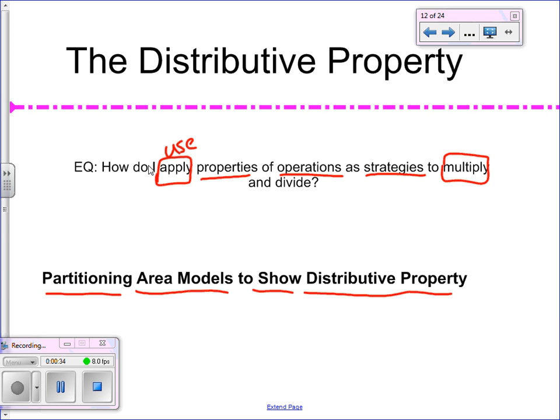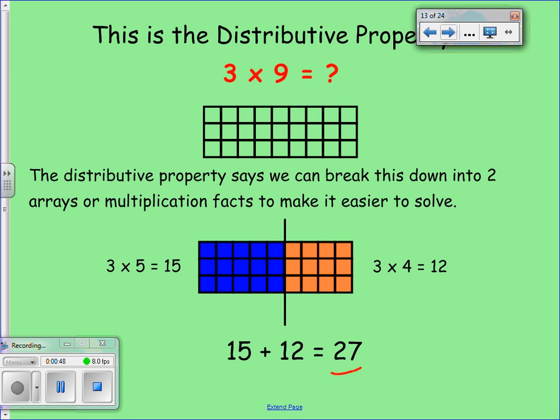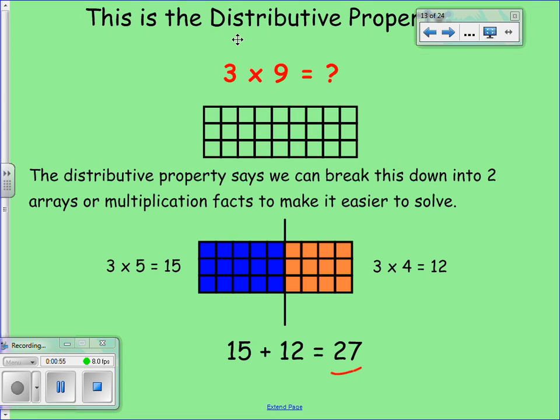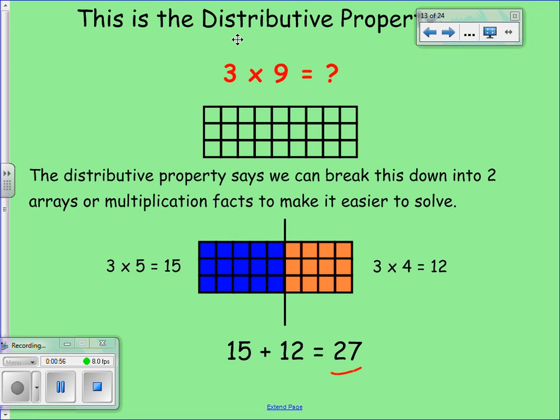So the video before this one was picture arrays that were already distributed for you. They already had that big line dividing up the whole array. So tonight we're going to show you how to do that on your own. So here's our first example, and yes, we've used 3 times 9 before, so we're going to use it again. And this is a good example for how to use the distributive property to partition or split an array.